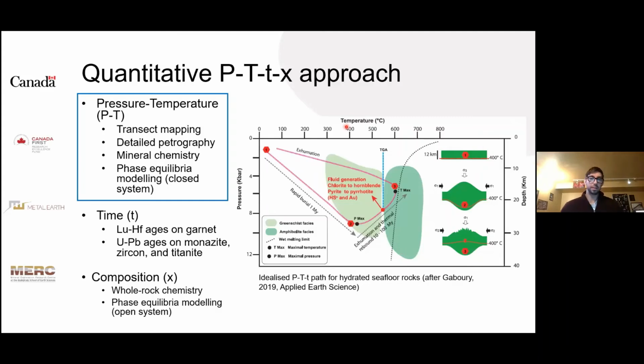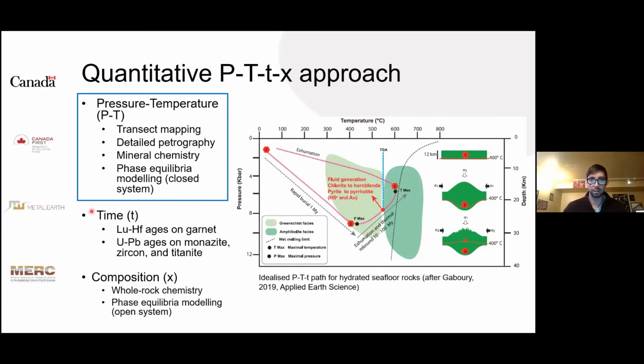So I mentioned in my title a quantitative PTtX approach. So what does that mean? For metamorphic petrologists, we're talking about the pressure temperature conditions very specifically. And so there's a few methods to try and obtain PT information. The one that will be able to get quantitative PT information is by combining phase equilibrium modeling and things such as mineral chemistry and petrography to quantify these mineral assemblages, the PT conditions of these mineral assemblages.